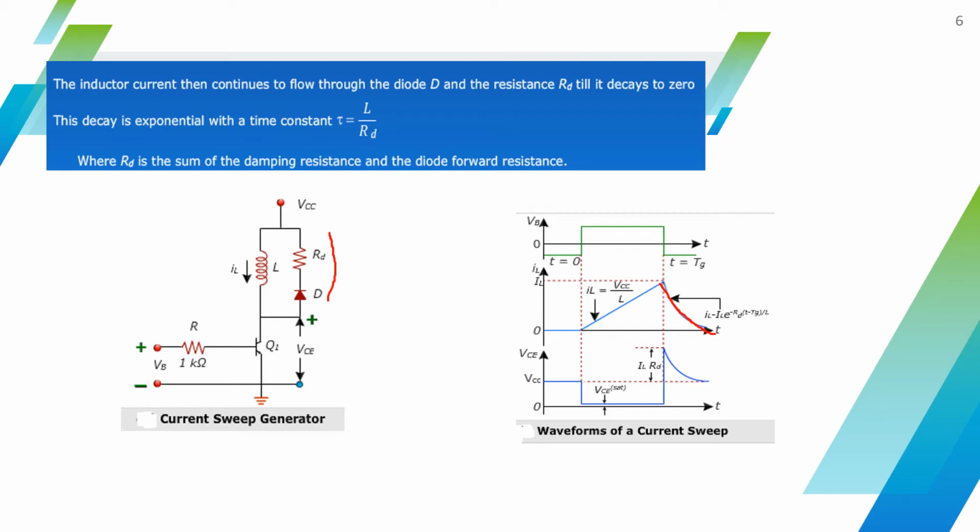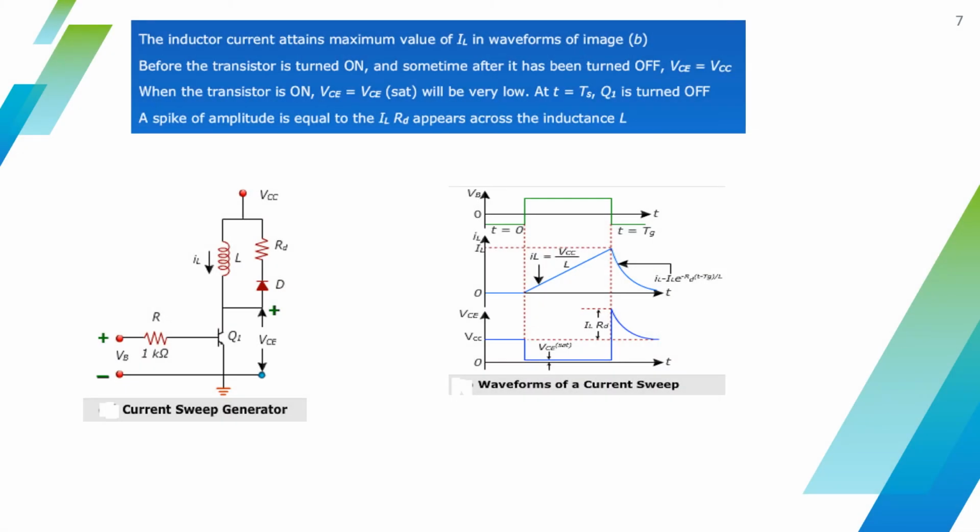The decay is exponential with a time constant L by RD, where RD is the sum of the damping resistance and the forward resistance of diode D. The inductor current attains a maximum value IL, given by VCC T by L, before the transistor is switched off. At t equal to 0, the transistor is switched on.